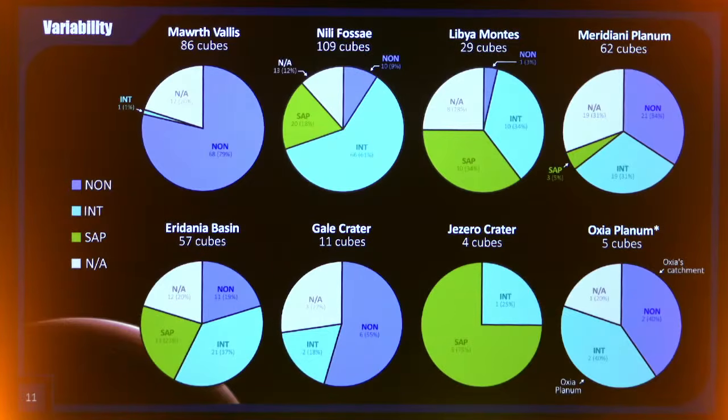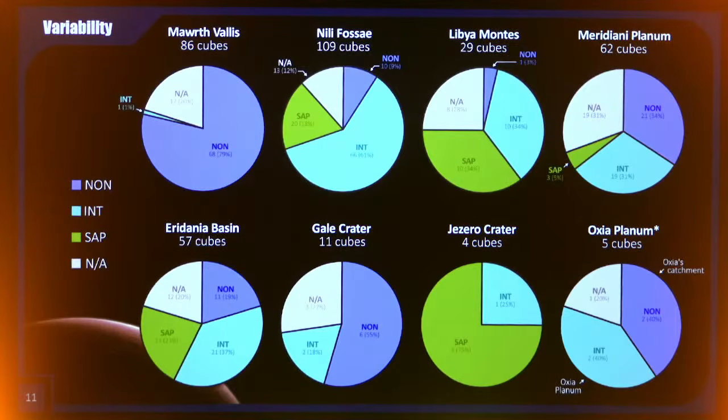This is an example with the major regions covered by this survey. You retrieve Marsalis with its known nontronite clay trend, with one observation that is actually more intermediate phase. Then you have Nili Fossae, in which we have a bit more variability: intermediate phase, a lot of saponite, and a bit of nontronite. Libya Montes, more or less the same, but with a lot of saponite. Meridiani Planum with a lot of nontronite and a lot of intermediate phase, and so on.